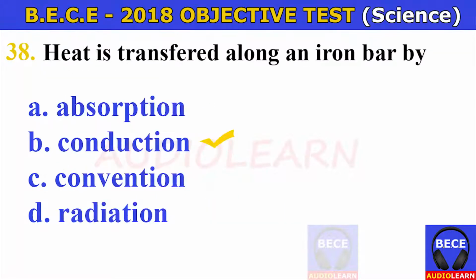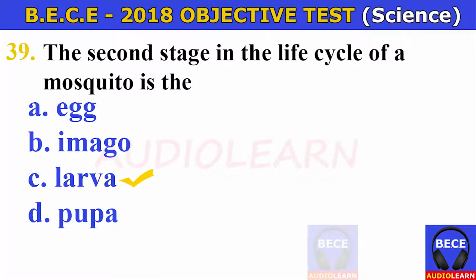Number 38. Heat is transferred along an iron bar by A. Absorption, B. Conduction, C. Convection, D. Radiation. And the answer is B. Conduction. Heat is transferred along an iron bar by conduction. Number 39. The second stage in the life cycle of a mosquito is the A. Egg, B. Imago, C. Larva, D. Pupa. And the answer is C. Larva. The second stage in the life cycle of a mosquito is the larva.